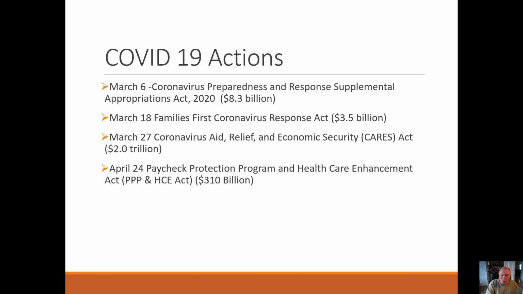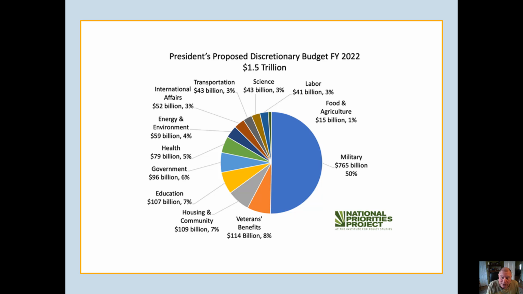April 24th, we had the Paycheck Protection Program, healthcare, another $310 billion. And then in January 2021, we had the American Rescue Plan. So a lot of government actions have been taken to stimulate the economy, but also to reduce the negative impact of COVID-19 by the government spending.